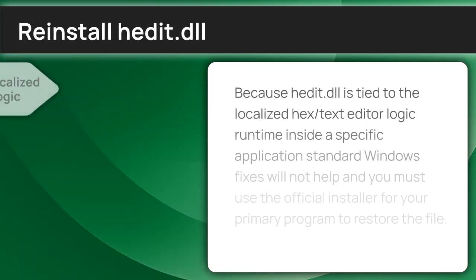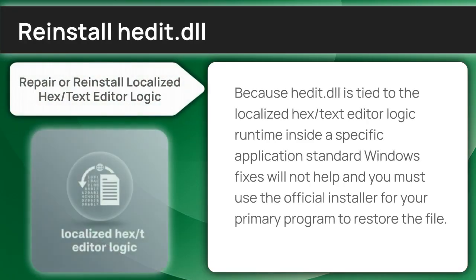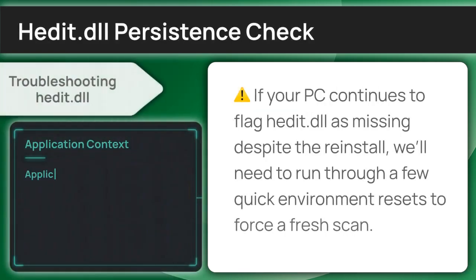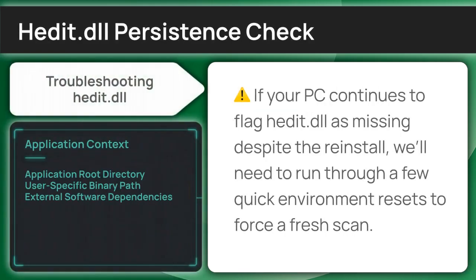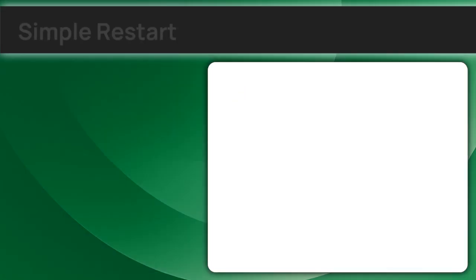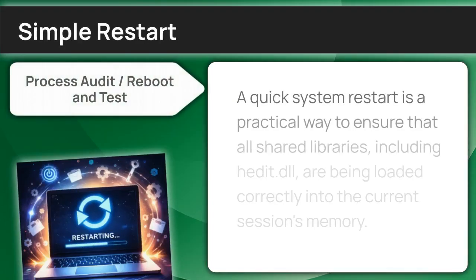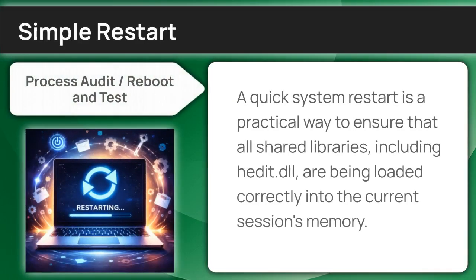Because Hedit module DLL is tied to the localized hex/text editor logic runtime inside a specific application standard, Windows fixes will not help, and you must use the official installer for your primary program to restore the file. If a standard reinstallation doesn't restore the library, we need to verify if the system environment is properly recognizing the new components. A full system restart clears the temporary memory cache and allows Windows to attempt a fresh initialization of all required libraries, including Hedit module.